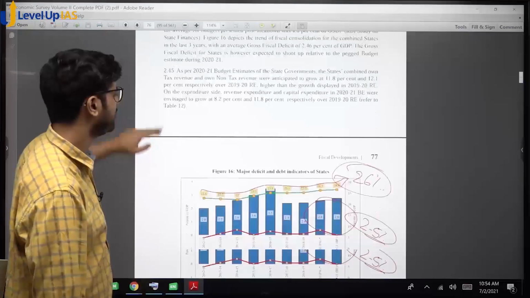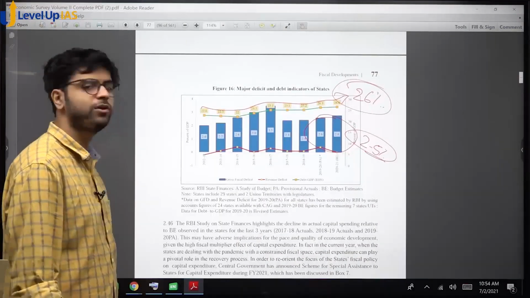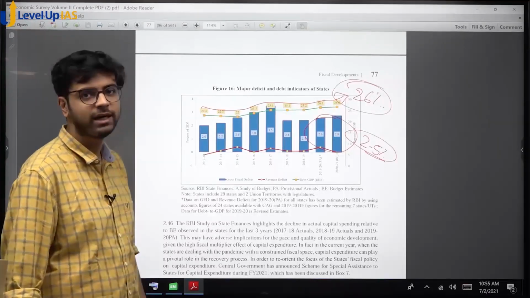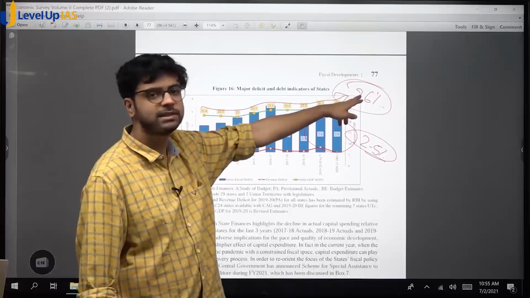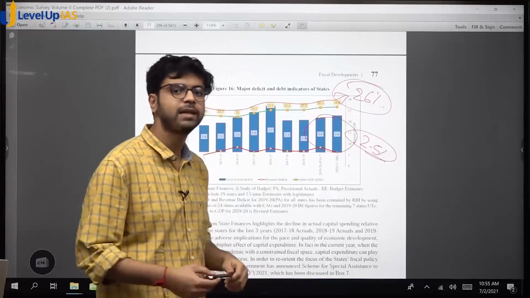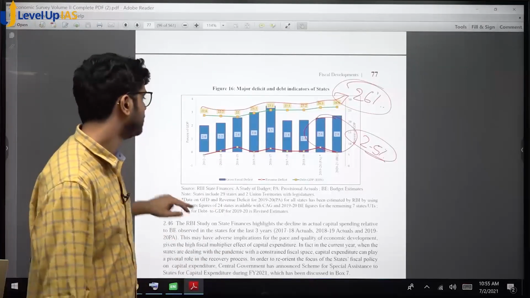Then same thing goes for state finances. See this. What was the state target for debt to GDP? 20%. 40 center, 20 states. 26% hai abhi around. And this will also increase no doubt due to COVID. But then NK Singh committee said that you should reduce this to 40%.